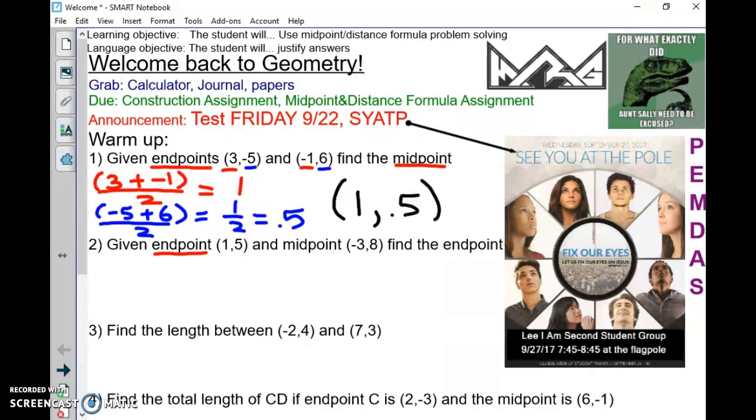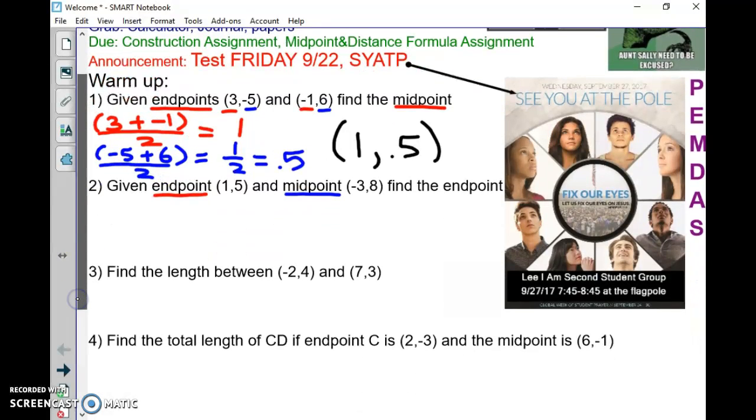Number 2, given an endpoint, and this time it gives us a midpoint. This is not like number 1. Okay, if you look at your notes from yesterday, it's like the second half of the first page of our notes. This one I showed you a different method to solve it. And I'll show you again right now.